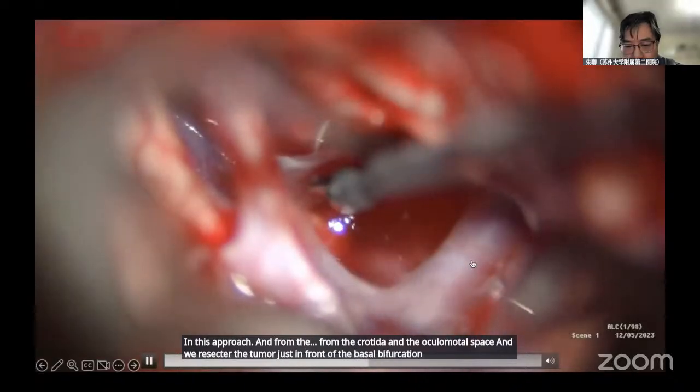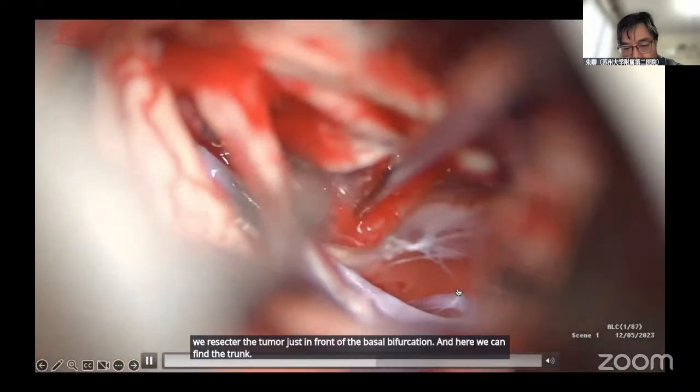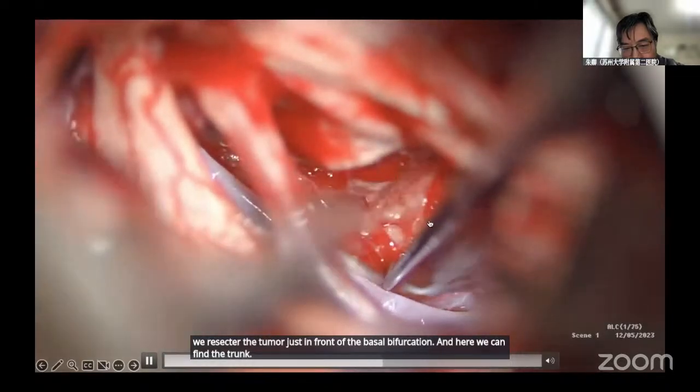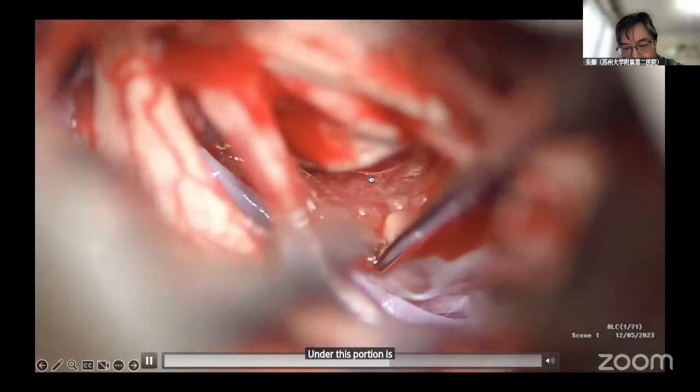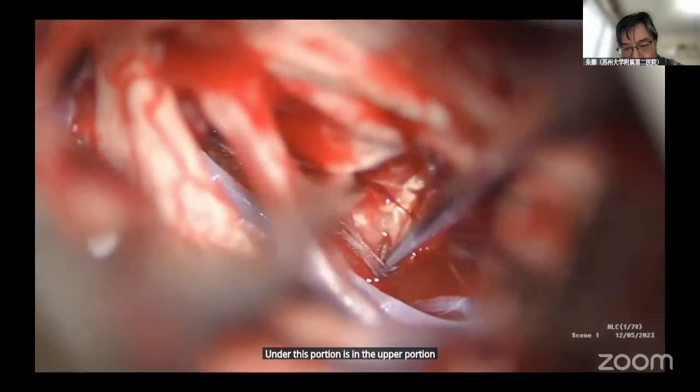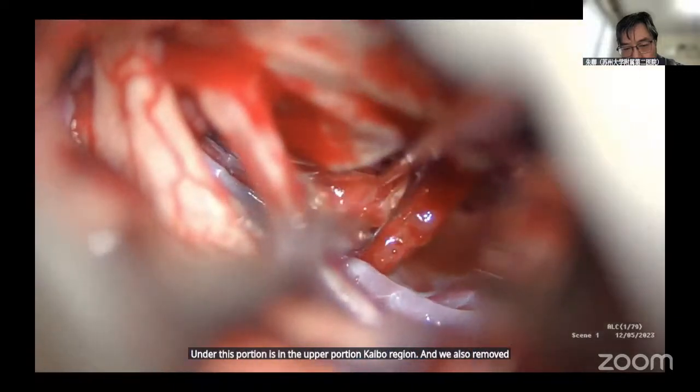And here we can find the trunk. This portion is in the upper clival region, and we also removed it piece by piece.